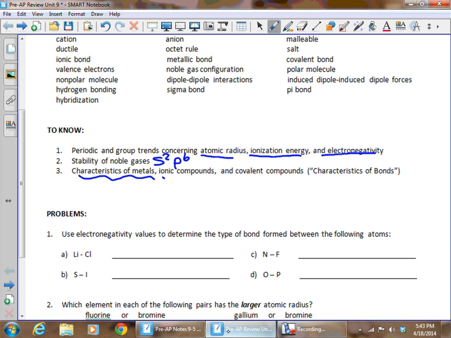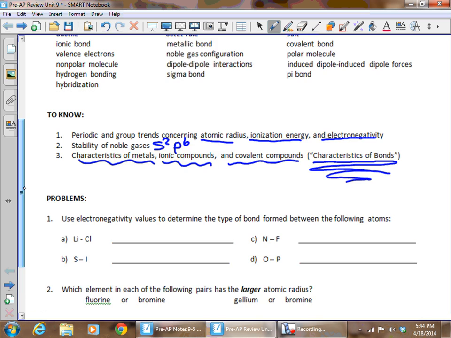The characteristics of metals, ionic compounds, and covalent compounds: you did the worksheet on characteristics of bonds. Treat that as part of the review. There are going to be several questions off of that asking about the different characteristics of metals, ionic compounds and covalent compounds, and you have to know, for instance, that metals are good conductors of electricity when they're solids, but ionic compounds are only good conductors of electricity when they are melted or in an aqueous solution. Covalent compounds are never good conductors of electricity. Those are the kind of things that you're going to need to know. So study that worksheet like it was part of your review.